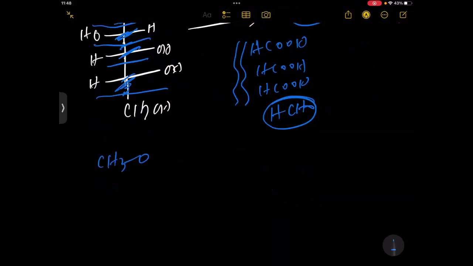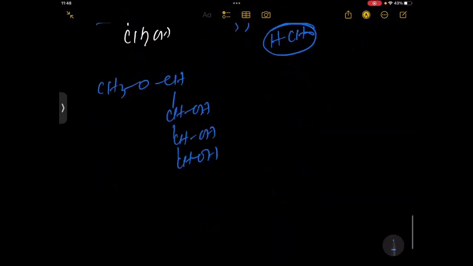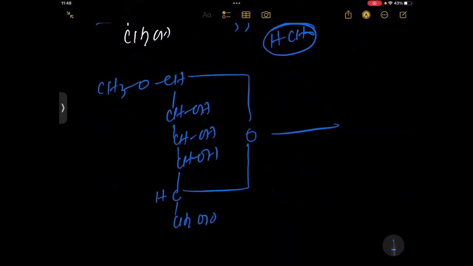CH3O, CH, here is the CHOH, CHOH, CHOH, okay, and here is that CH and CH2OH. So you have to tell me how many. When we take X moles of HIO4, what would be the value of X, students?